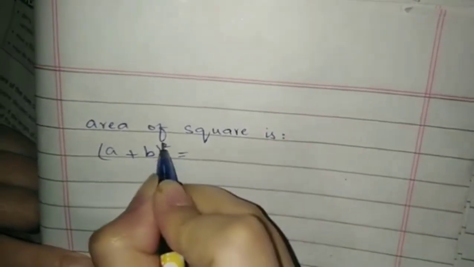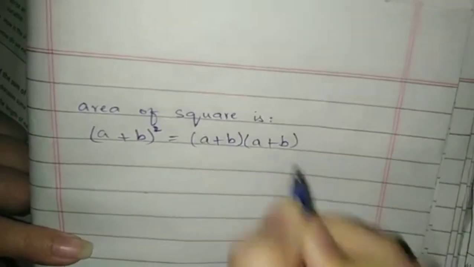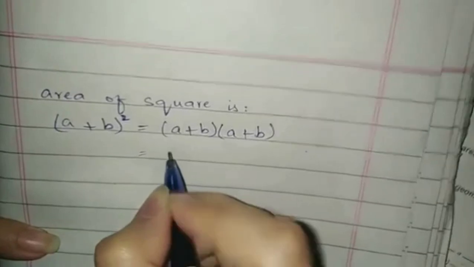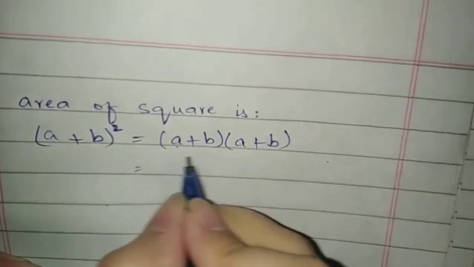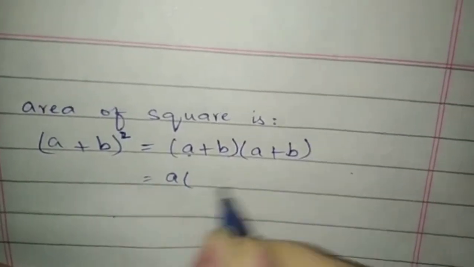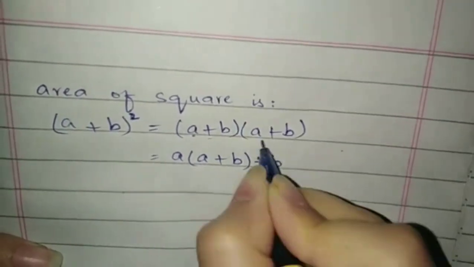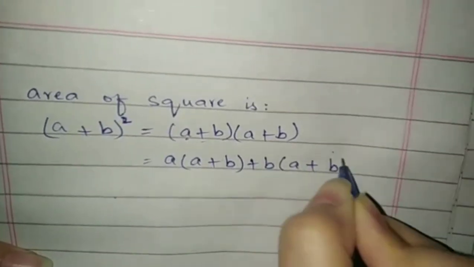Which is equal to a square term. So we can write it twice: (a plus b) into (a plus b). We have to multiply a plus b with a plus b. So a multiplies with the whole term a plus b, then plus b multiplies with the whole term a plus b.